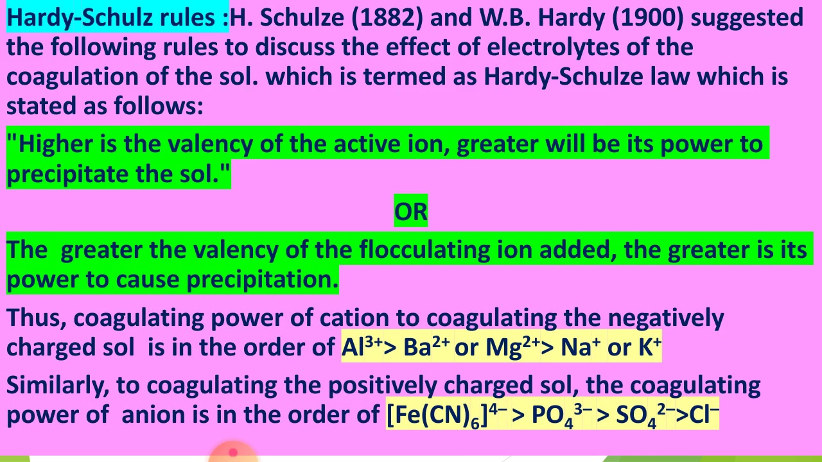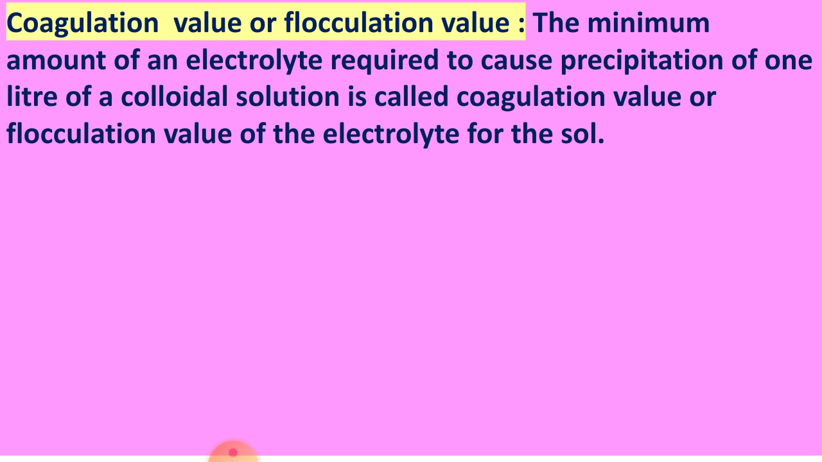Then similarly, to coagulate a positively charged sol, the coagulating power of an ion is in the order [Fe(CN)6]4-, then PO4 3-, SO4 2-, Cl-. That means the more negatively charged the ion, the more will be the power of coagulation for a positively charged sol. So this is the Hardy-Schulze rule, and this is very important from the examination point of view. One question may be asked in the board examination. Here some questions are given at the end to discuss the Hardy-Schulze rule.